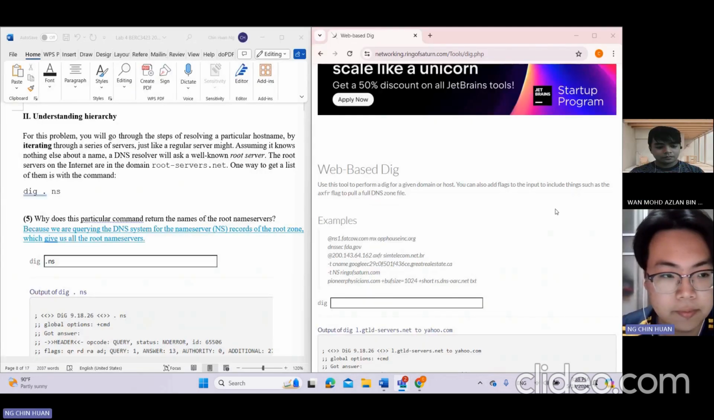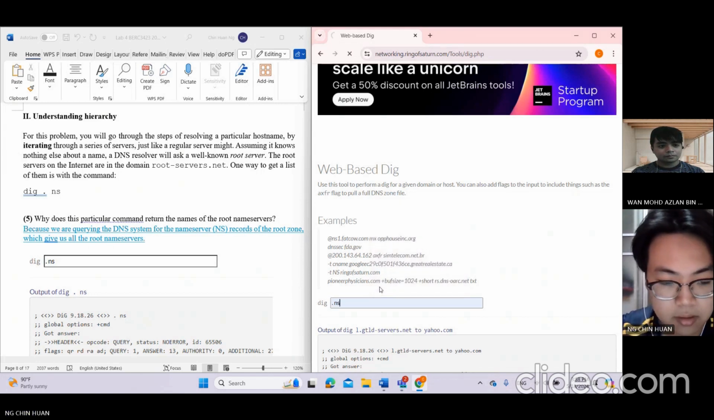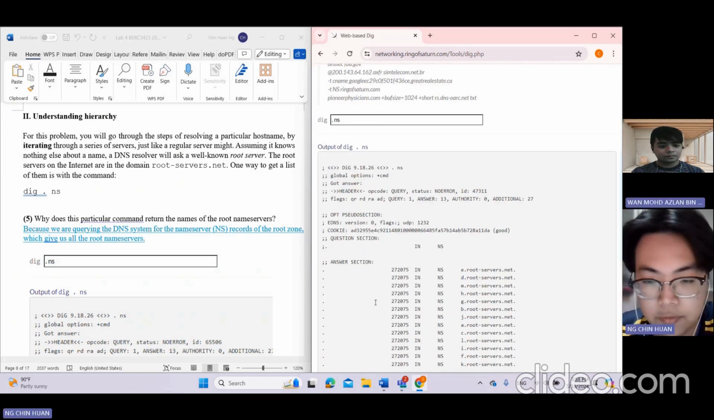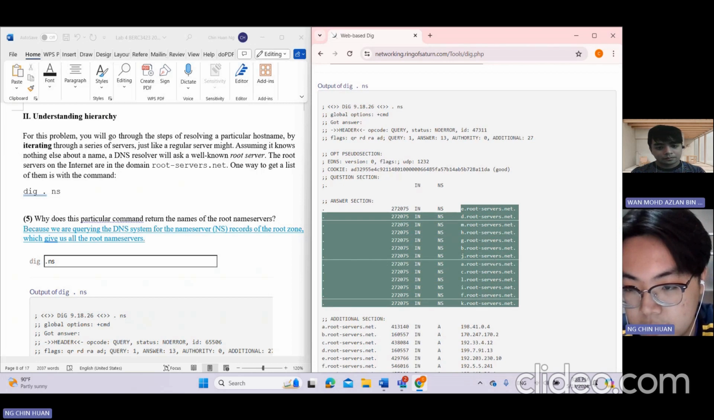Now, I will explain part 2, which is understanding the hierarchy. There are 13 sets of root name servers strategically placed around the world, which are operated by 12 different organizations. Each set of root servers has its own unique IP address. So we use dig ns to query for the NS record of the root zone, which gives us all the root name servers. You can see them here, all the root name servers.